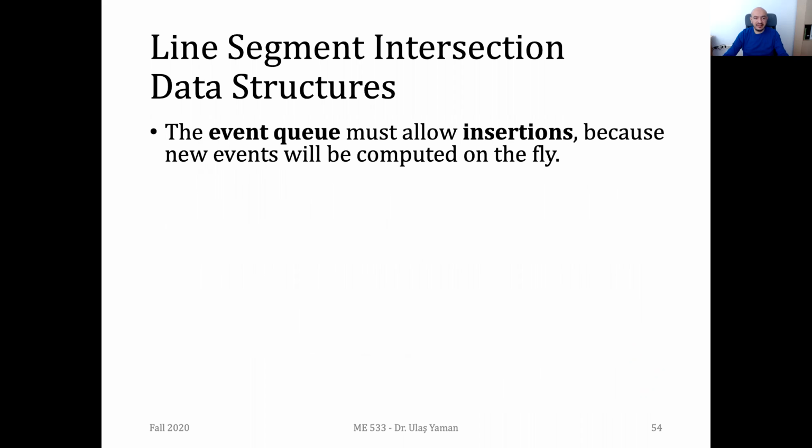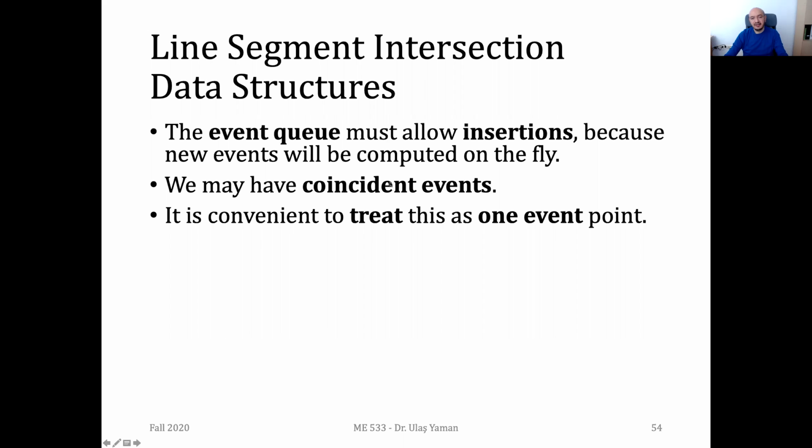So in this event queue data structure, we should be able to insert some items on the fly, and these insertions may not be just to the top or to the bottom, but we'll be inserting some events somewhere in between the other values already inside the queue. Since the event points we are going to add are the intersection points, and as you know, intersections might happen anywhere on the plane while we are moving our sweeping line downwards.